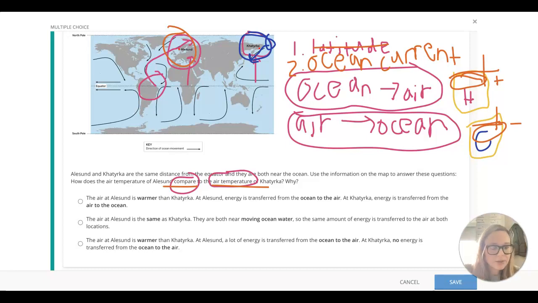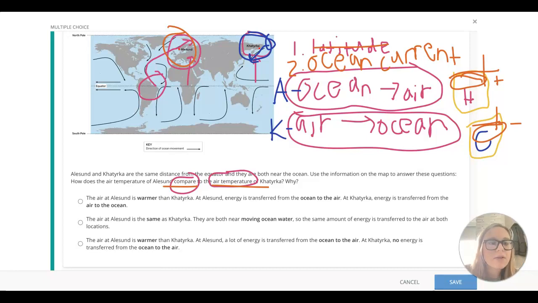It says, answer choice number 1, the air in Alsand is warmer than Katra. At Alsand, energy is transferred from ocean to air, and at Katra, energy is transferred from air to ocean. All right, so let's take a look. This is my description of Aslan, and this is my description of Katra. And so at Aslan, it's from ocean to air. That confirms that. And at Katra, it's transferred from air to ocean. So far, number 1 is an option that we can keep on our plates.